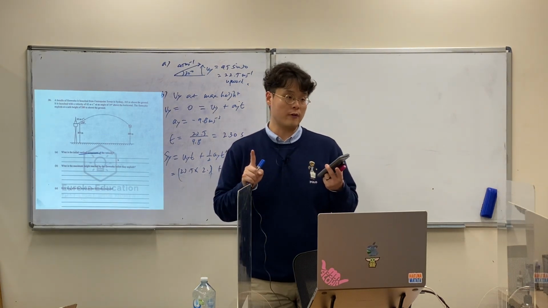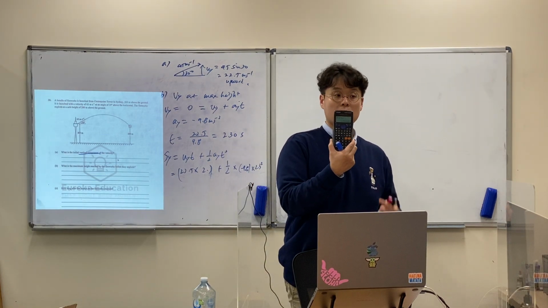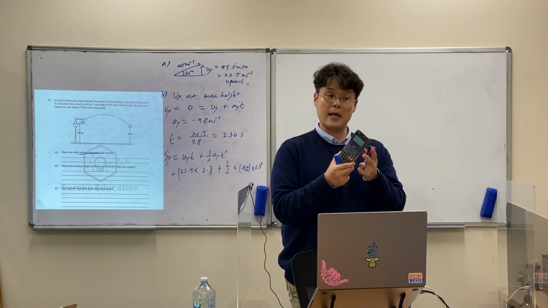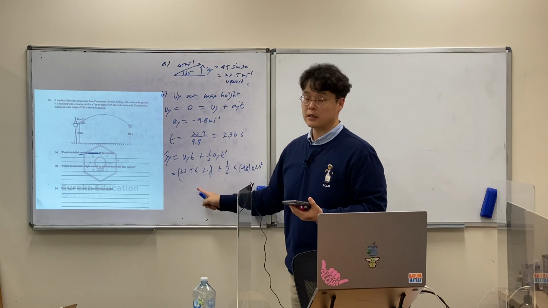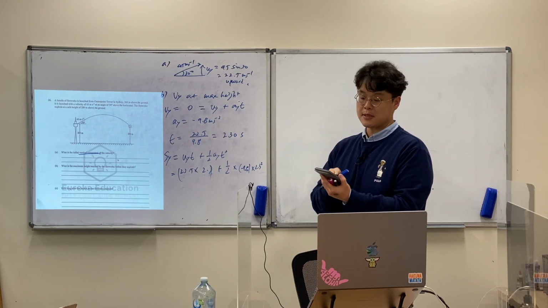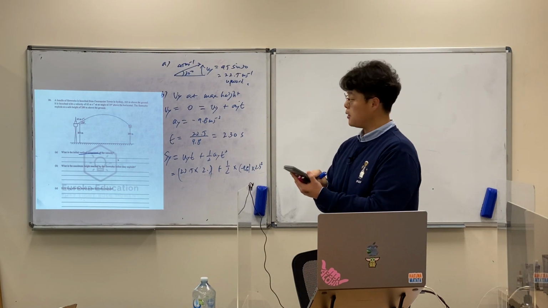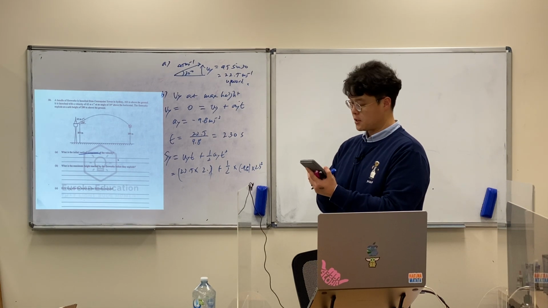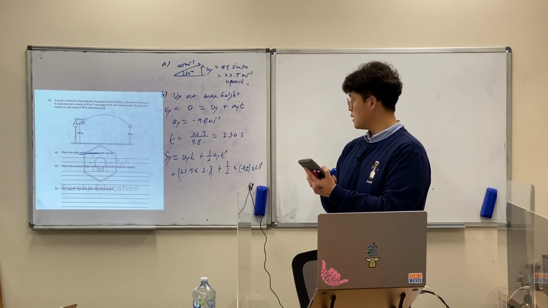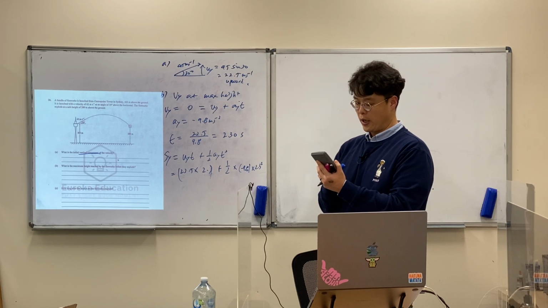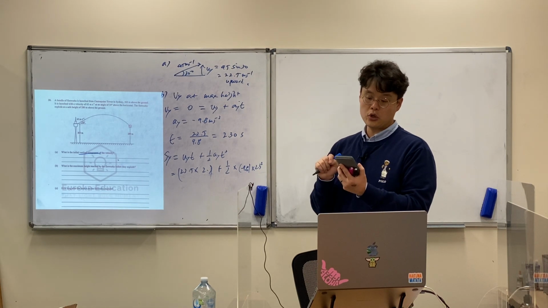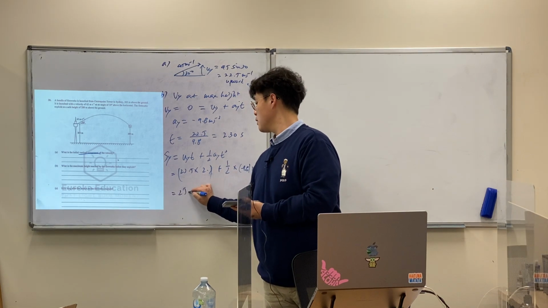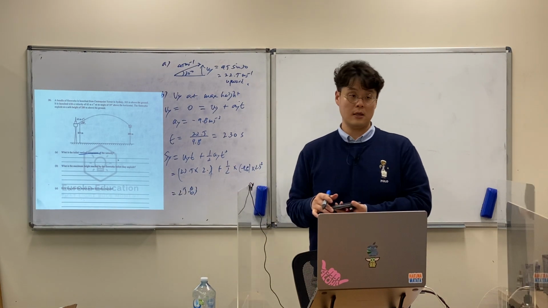My advice is you should probably save the exact value of the time in your calculator. Use that as an answer, then substitute: 22.5 times the answer, plus half times minus 9.8 times the answer squared. Then that gives you 25.83 meters. Are we done?